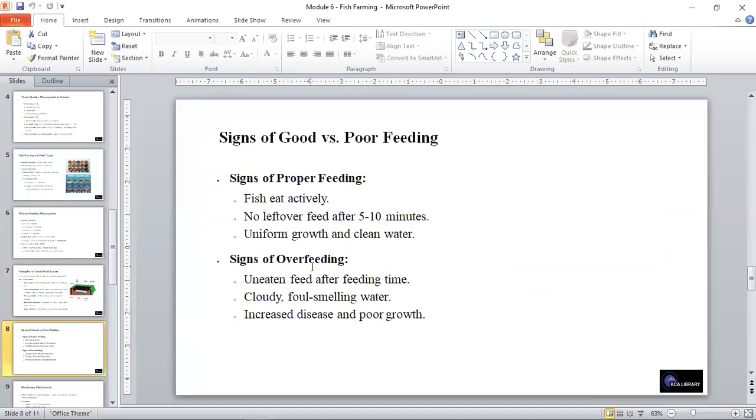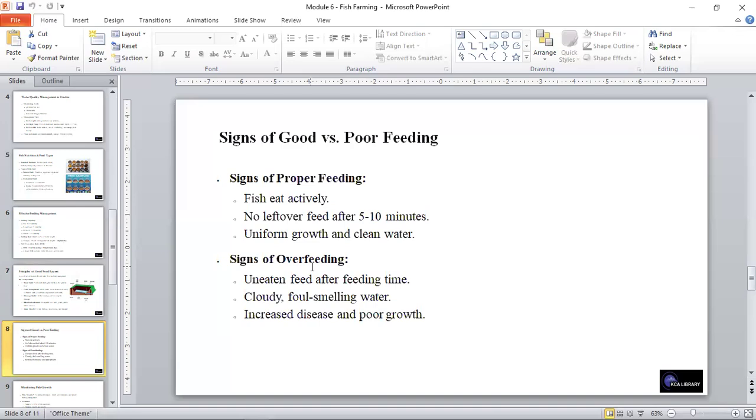Signs of good versus poor feeding. Fish eat actively. When fish eat actively, then it is a sign of proper feeding. Then also another sign is no leftover feed after 5 to 10 minutes. It is a sign of proper feeding. Also, uniform growth of the fish and clean water is a sign of proper feeding.